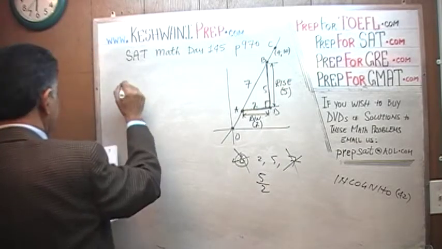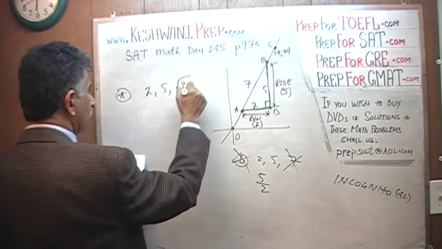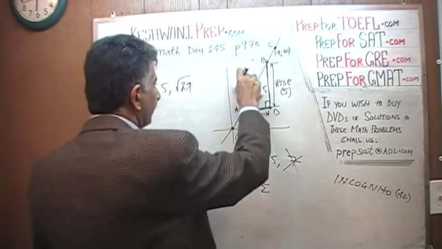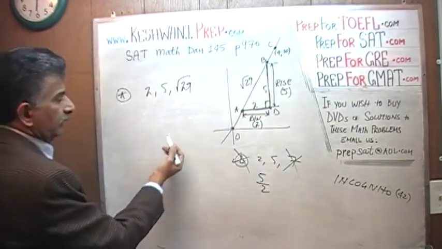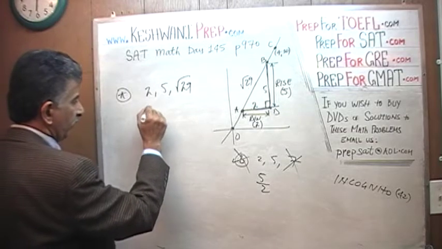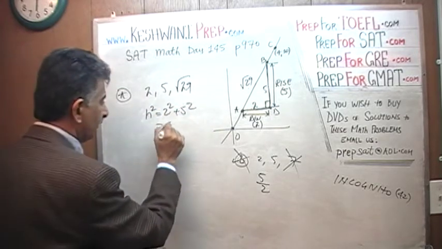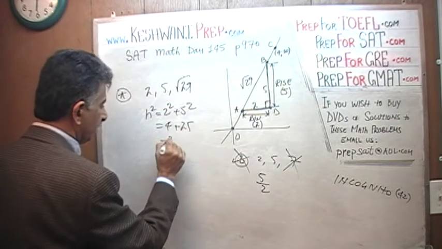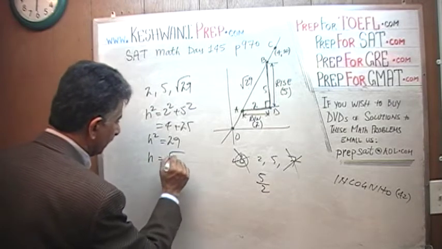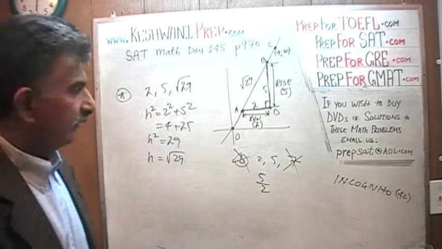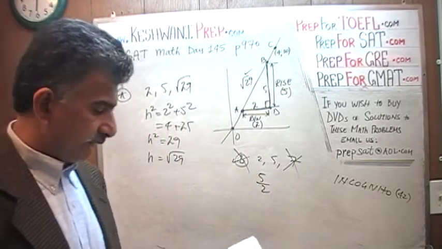The answer is A, because A says 2, 5 and square root of 29. Let's see if it makes sense here. If this is the hypotenuse, then the hypotenuse squared would be 2 squared plus 5 squared, and 2 squared is 4, 5 squared is 25, and that gives us 29, which is the hypotenuse squared, and therefore the hypotenuse will be the square root of 29, which is exactly what we find here. You see? The answer is A.